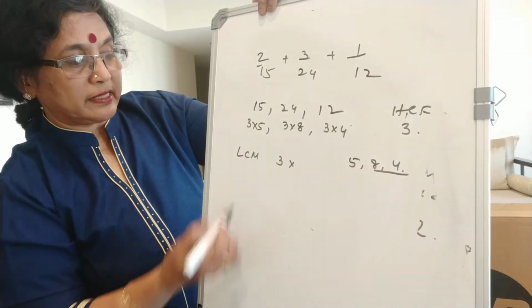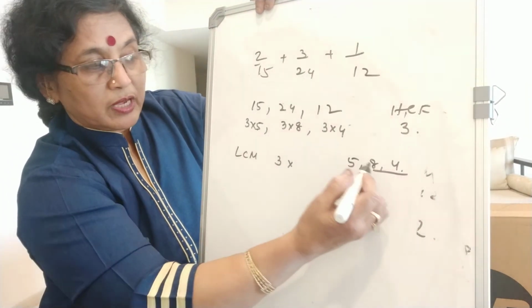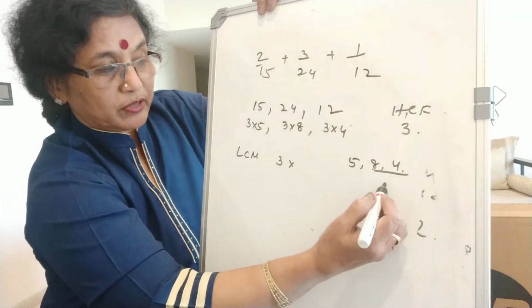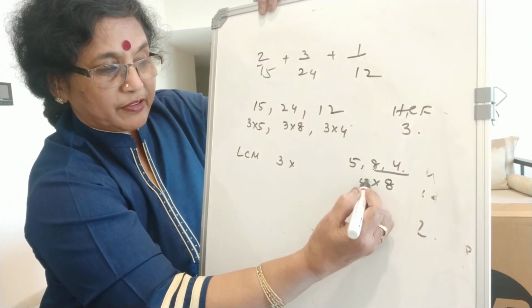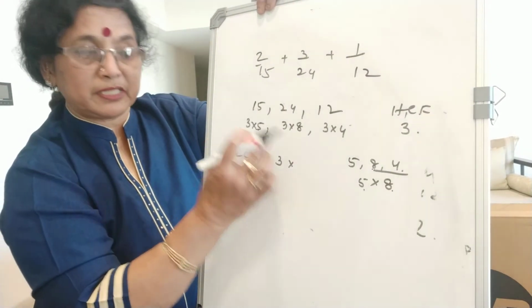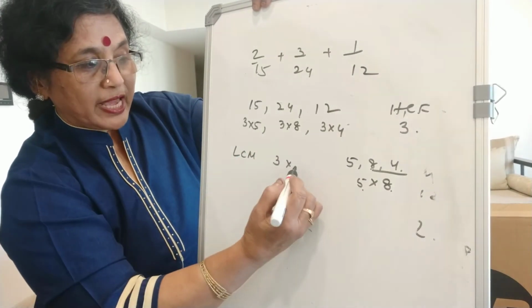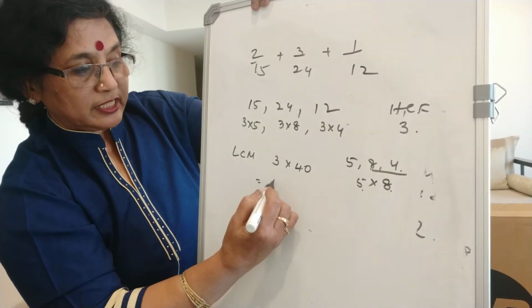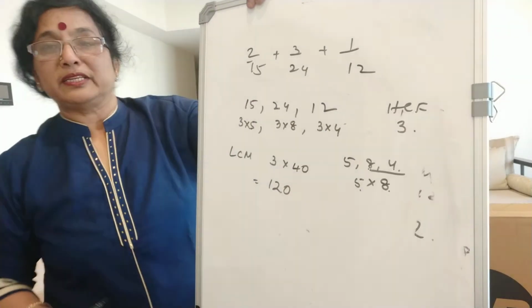So now for the LCM, it is 3 common and the LCM of 5, 8 and 4. I took the wrong number. I took the LCM of 8 and 4 earlier, but it should be 8 and 5. 5 8s are 40. By mistake, I took 3. So that is 40, and the LCM is 120.